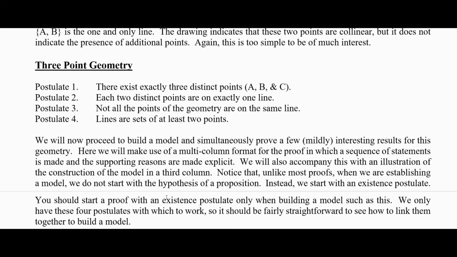Postulate 2 says each 2 distinct points are on exactly one line. So if you have the 2 points, then you get the line containing them. Notice postulate 4 says if you have the line, then you get the points. See the difference? They're sort of backwards from each other. Postulate 2, you start with 2 points and conclude you get a line that contains them. Postulate 4 says you start with the line and end up with the 2 points. But postulate 1 is an existence postulate. Postulates 2, 3, and 4 can be rephrased as an if-then, but postulate 1 is an existence postulate.